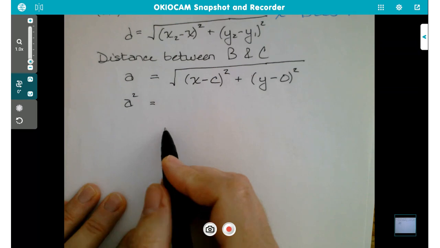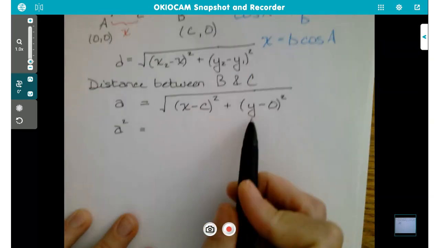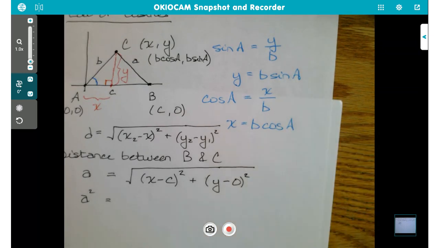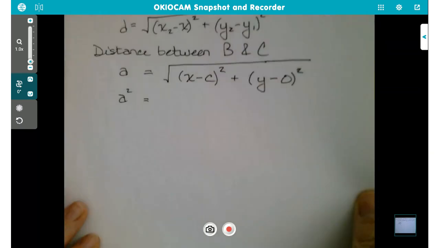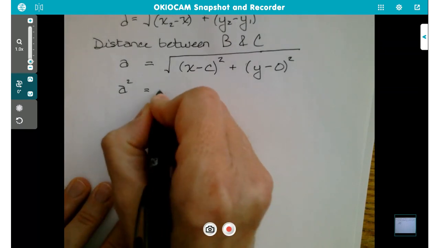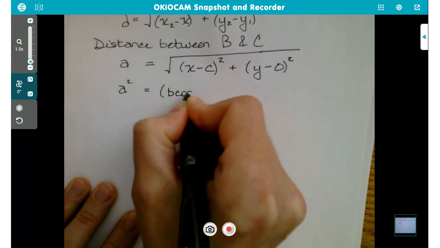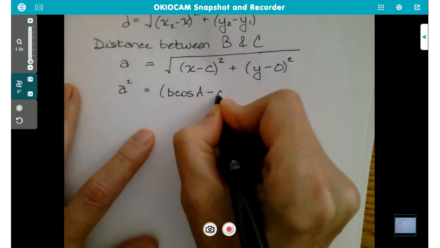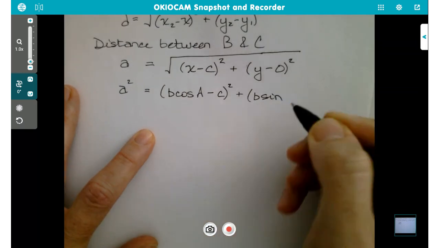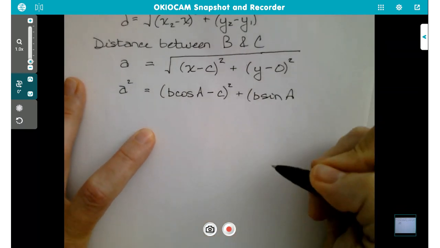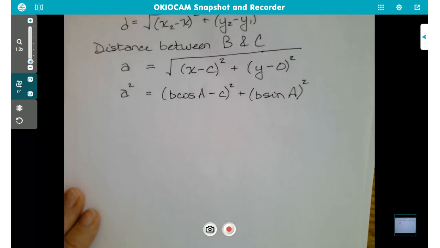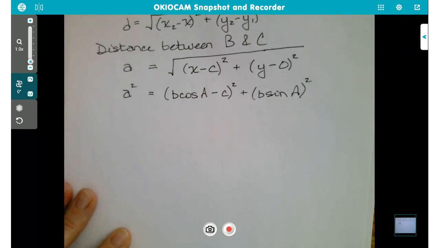At the same time, I'm going to use these expressions for x and y that we found up here. I'm going to use b sine a for y, b cosine a for x. Again, so that we're expressing everything in terms of parts of this triangle. So there's x minus c squared. I'm not going to put minus 0. Y minus 0 is still y. So squared both sides, made some substitutions.